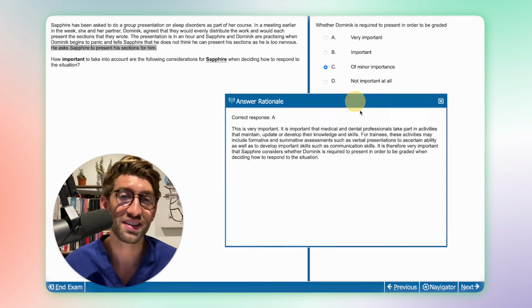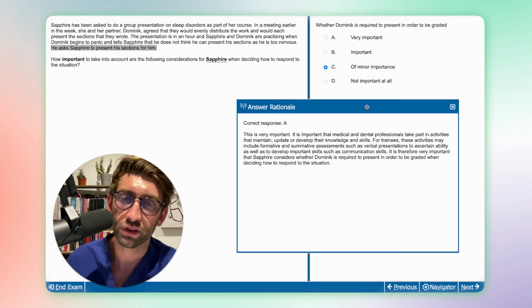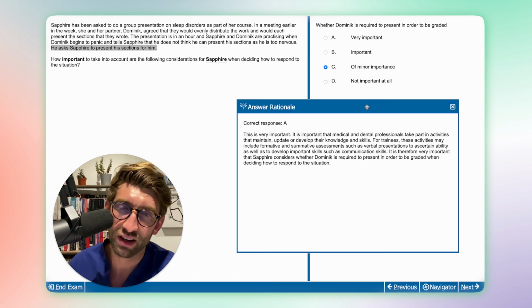Oh, it's very important. See, this is where you can get things way wrong. Okay, this is very important. Medical and dental professionals take part in activities that maintain, update, or develop their knowledge and skills. For trainees, these activities may include formative and summative assessments, such as verbal presentations to ascertain ability as well as develop important skills such as communication skills. But it's not asking whether graded work is important. It is therefore very important that Sapphire considers whether Dominic is required to present in order to be graded when deciding how to respond to the situation.